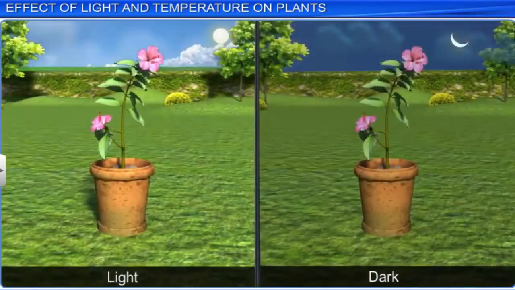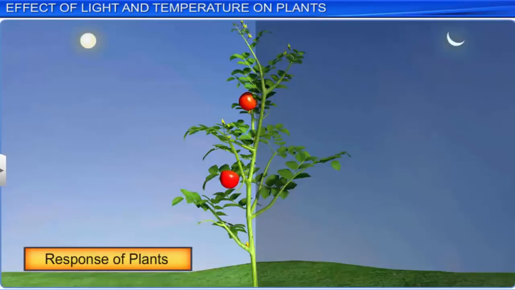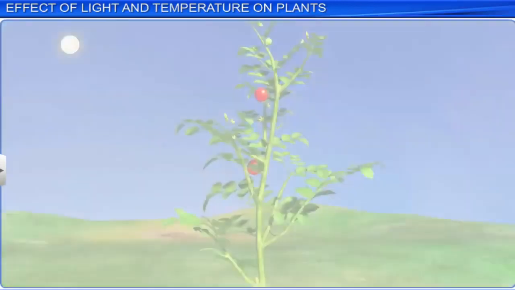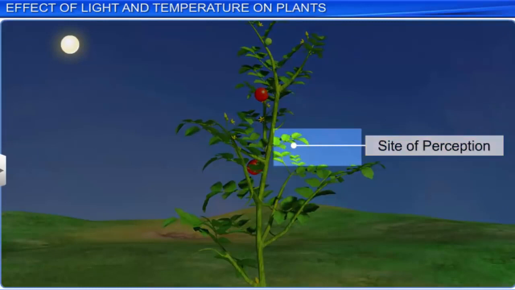In fact, plants can perceive the duration of light and dark exposure and respond accordingly. For example, flowering in some plants is induced by their relative exposure to light and dark periods. This response of plants to the relative period of day or night is called photoperiodism. The site of perception of photoperiod is the leaves.